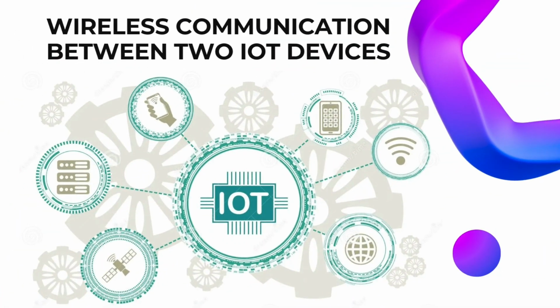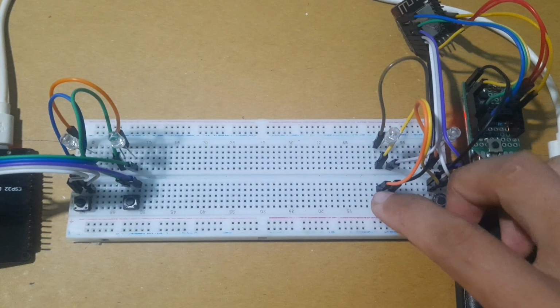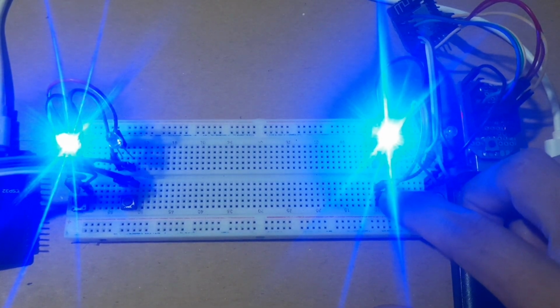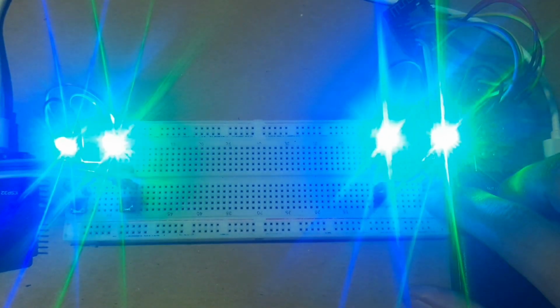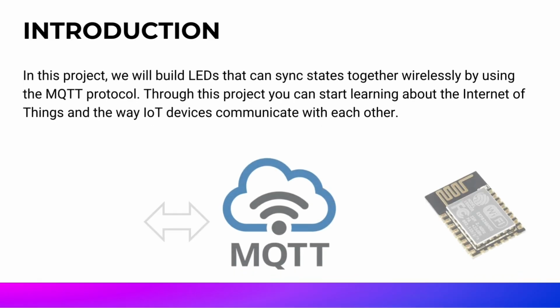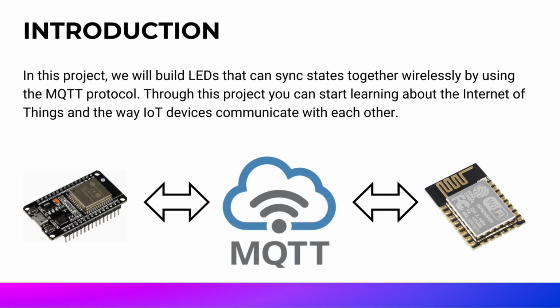Today I will show you how to wirelessly communicate between two IoT devices. In this project, we will build lights that can sync together wirelessly by using the MQTT protocol. Through this project, you can start learning about the Internet of Things and the way IoT devices communicate with each other. If it is new to you, don't worry, because I will do it step by step.